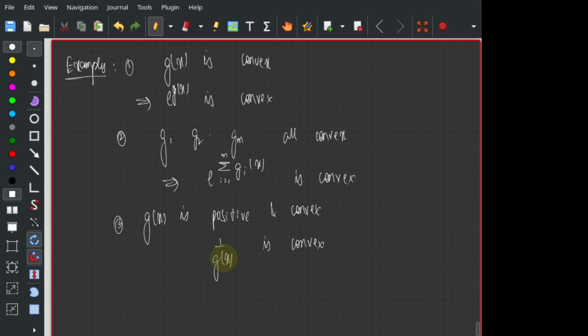Sorry, 1 over x is, okay, then is this convex? Yeah, it's a sufficient condition. True. So is 1 over g of x always going to be convex? This is hard. X is in R, yes. So we assume that g is a map from R to R plus.